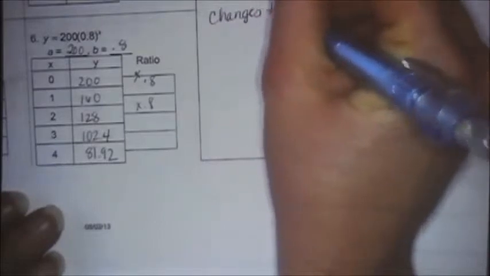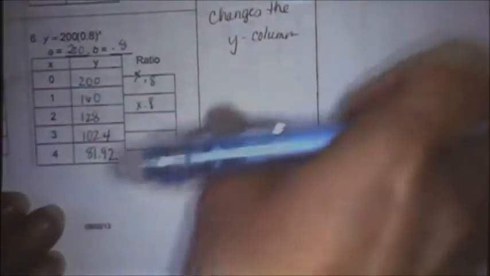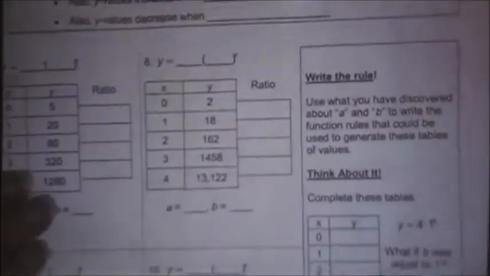And what effect does the b value have on the table? Well, that's what you multiply by. So it changes the y column. We're going to solidify that a little on the back side with some notes.